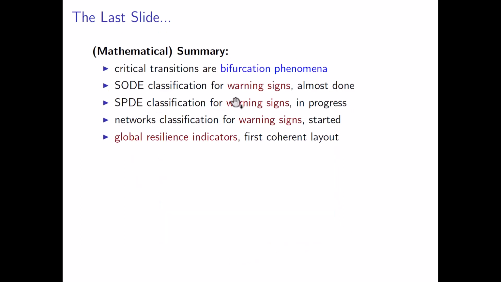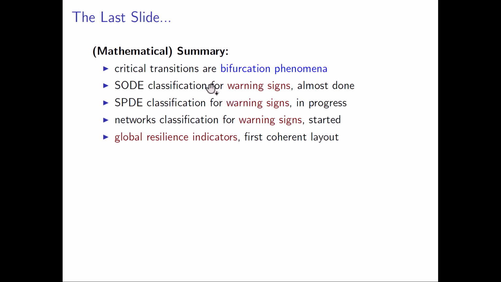Alright, so now I'm finished with my talk. First of all, a brief summary. Let me highlight again: critical transitions are bifurcation phenomena, even if they're not visible as such in the beginning. They just are. Either they are local or global, or related to a global solution that's bifurcating, and so on and so forth.